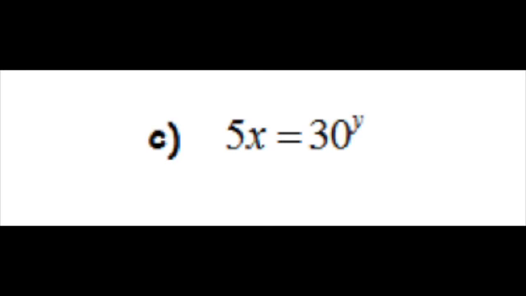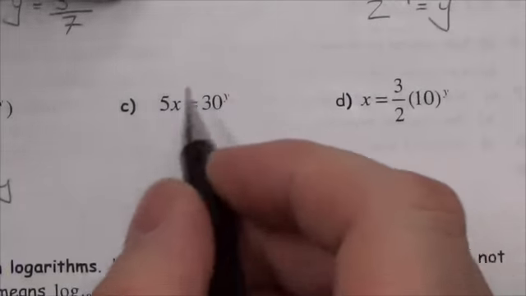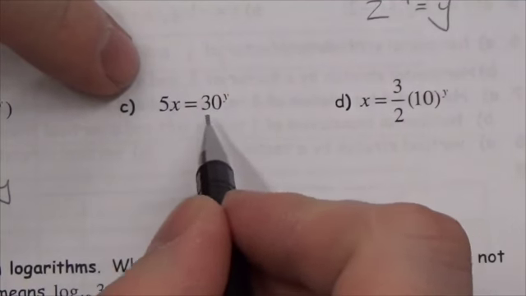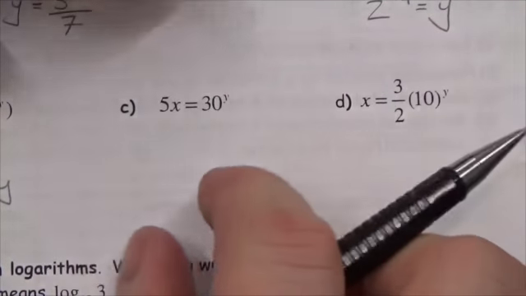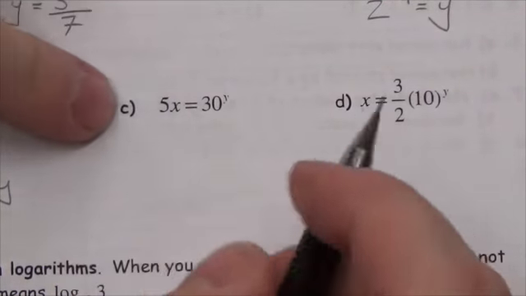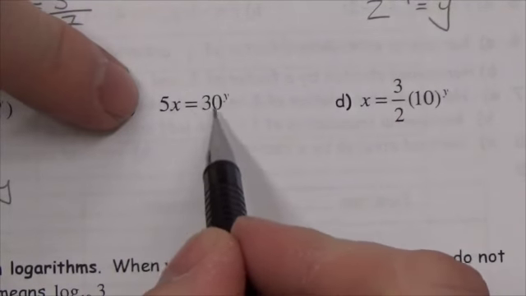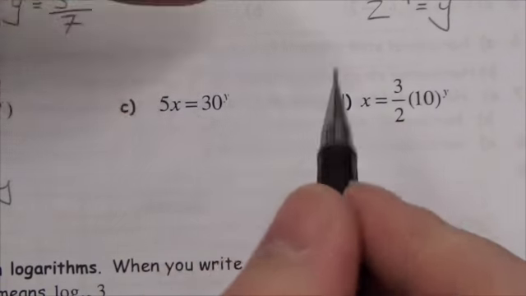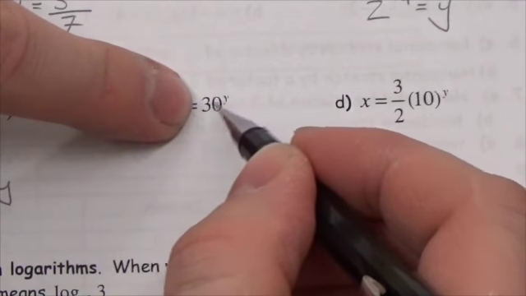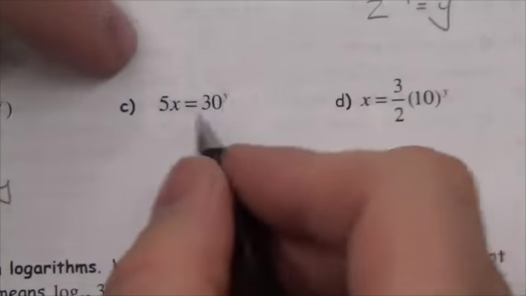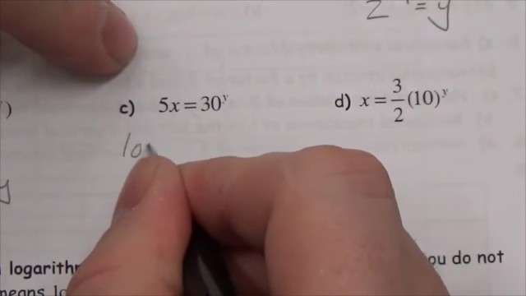5x is equal to 30 to the y. Now, for this one here, don't get thrown off and want to divide through by the 5. The power is already isolated. This is okay. You don't need to do anything right now to this. You certainly can't divide and simplify this, like divide both sides by 5 and make this go to 6, okay? Because order of operations would say that you would have to do the exponent prior to the division. So in this case right here, the best we can do is just jump right in.